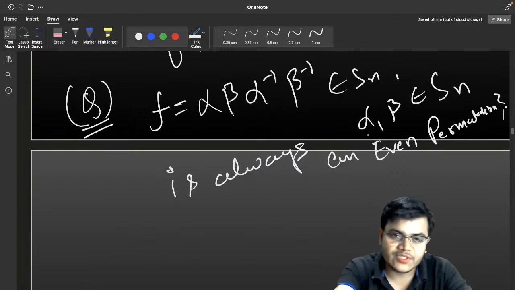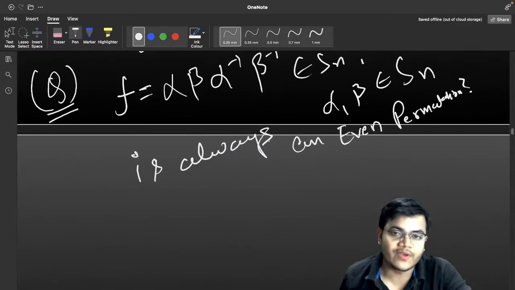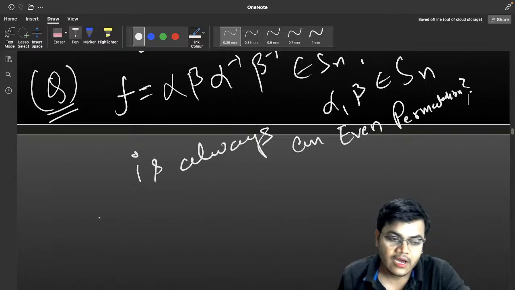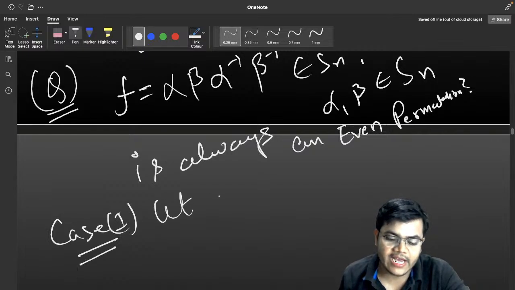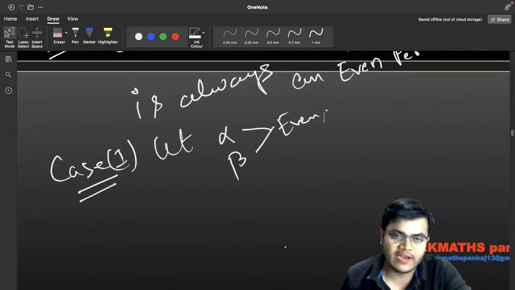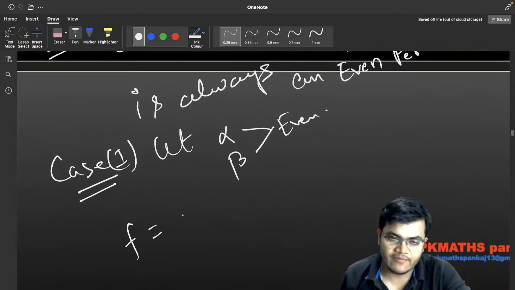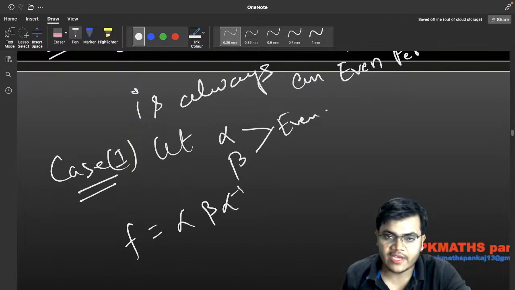Okay, so I am just going to take the cases and then we will come to the conclusion. So we are just taking case number 1. Yes sir, even. Shubham ji is saying yes, even. So let's take alpha and beta both even. Then what do you think? If you have f equals alpha beta alpha inverse beta inverse, then you can see what?